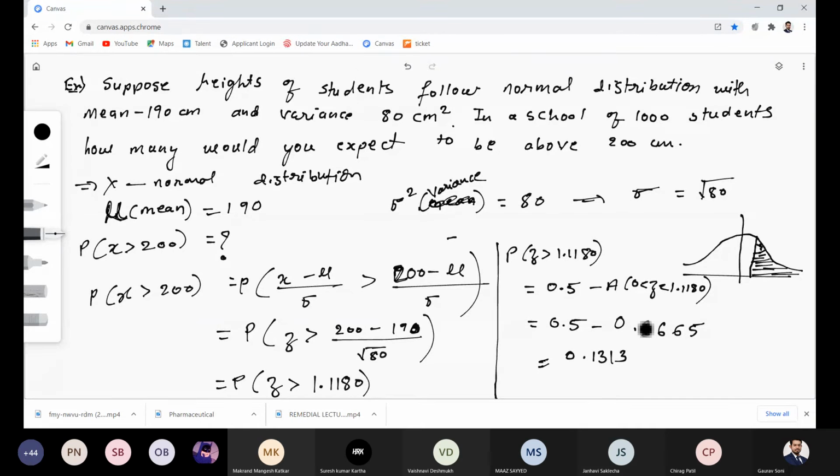So out of 1000 students, it will be 0.1335. 0.1335 into 1000. So that is nearly 133 students, 134 students.